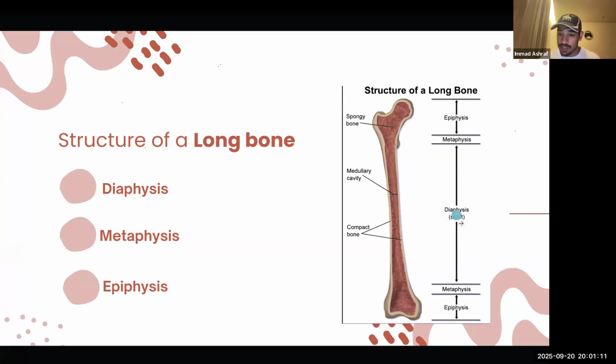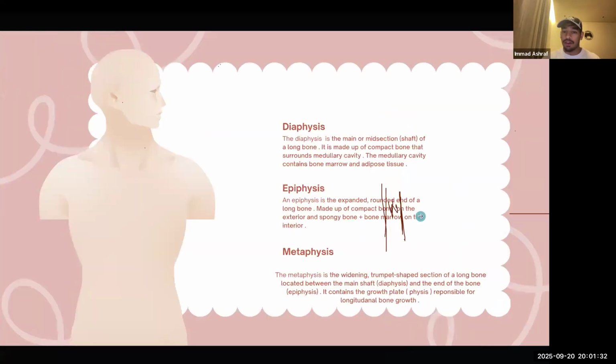So over here, the diaphysis, you see the outer part. Yeah, this is the outer part. This shaft is the diaphysis. On the outer part, we have compact bone, and then inside we have the medullary cavity, right? And in the medullary cavity, we have fat and we have bone marrow. Okay, remember that. Bone marrow and fat in the diaphysis.